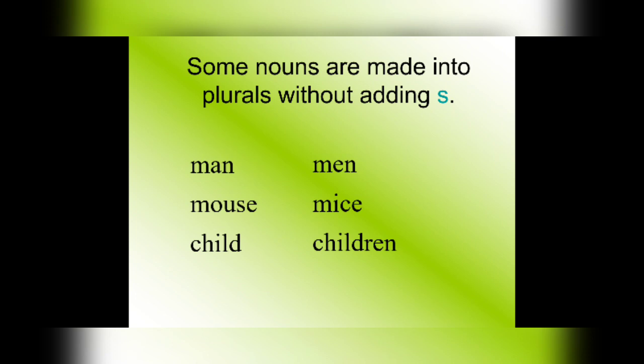Now here understand, some nouns are made into plurals without adding s. As we know, man becomes men, mouse becomes mice, child becomes children. So you see there is no s. Correct? So our third rule will be based on this. Since there is no s, the plural is made by changing the vowel. Try to understand and see this properly, because here there is no s. So how can we make the possessive of these nouns?